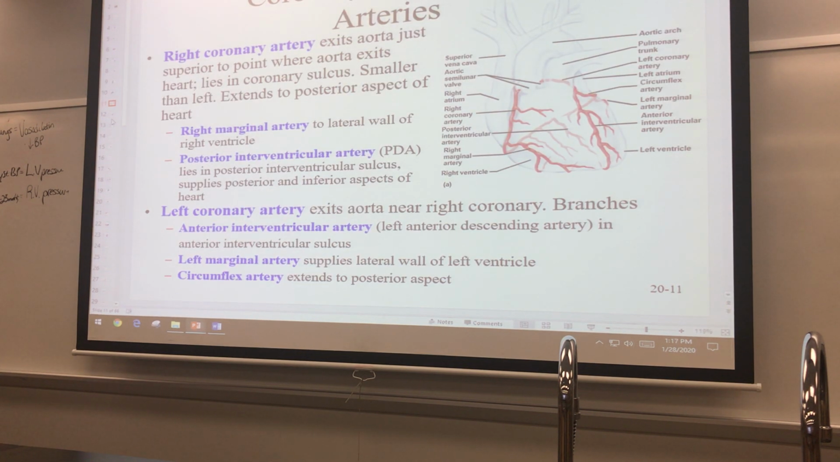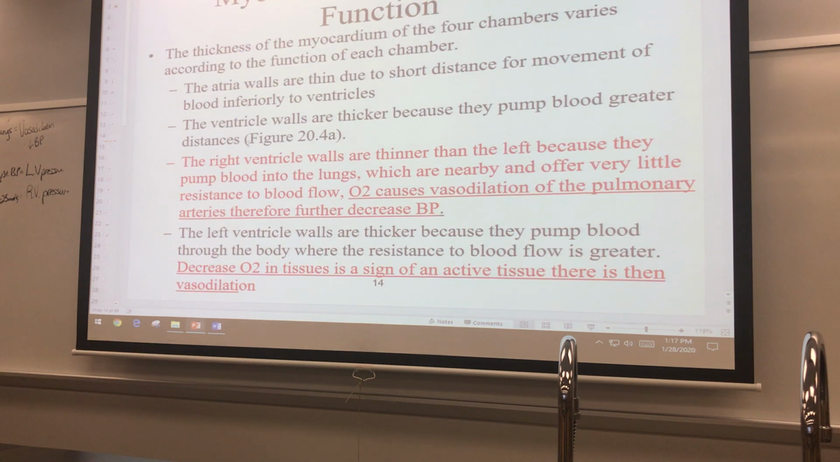All right, I want to talk about the movement of blood, and the movement of blood through what main areas first. We're going to talk about myocardial thickness and function. Again, right ventricle walls are thinner. They pump blood only to the lungs, and normally lungs are full of oxygen.